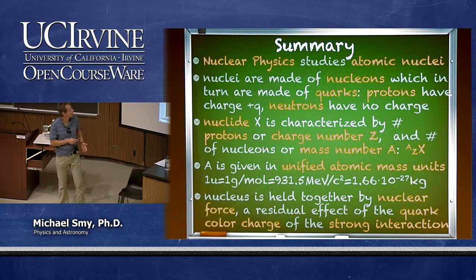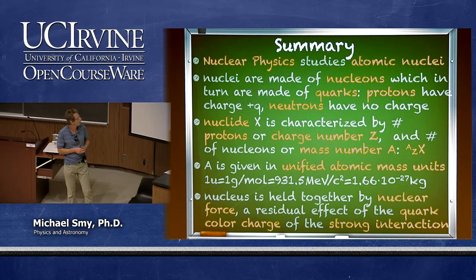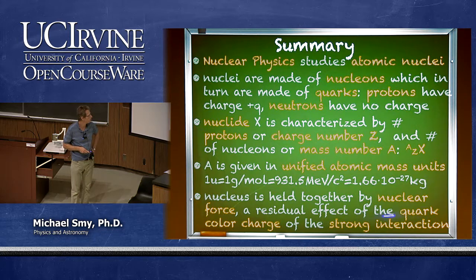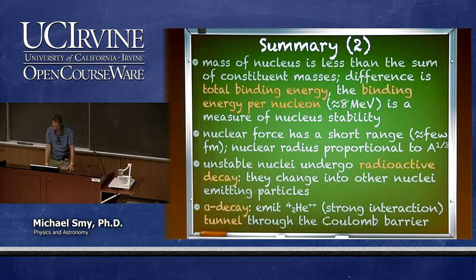So A is usually not just exactly the number of nucleons, but it is given in unified atomic mass units. So 1 u is 1 gram per mole, or 931.5 MeV per c squared, or 1.66 times 10 to the minus 27 kilograms. The nucleus is held together by the nuclear force, which is a residual effect of the quark color charge of the strong interaction. The mass of a nucleus is less than the sum of the constituent masses. The difference is the total binding energy, and the binding energy per nucleon is roughly 8 MeV. The value for the nucleus is a measure of the stability of the nucleus.